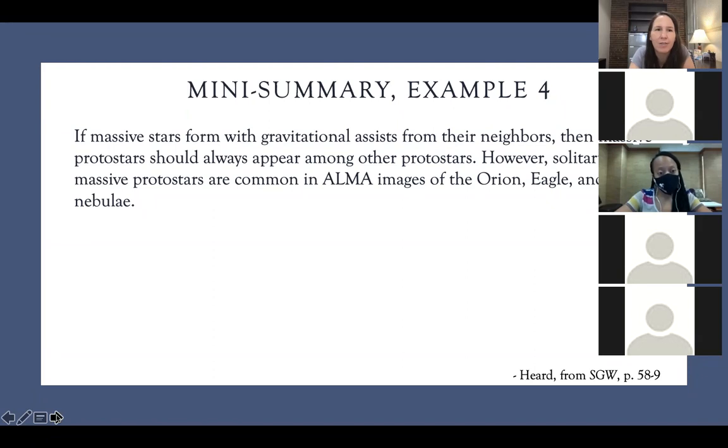So I'll give you a minute to think about, is there a central question suggested here? Just take a minute to see if you think there's a central question suggested in this mini summary.